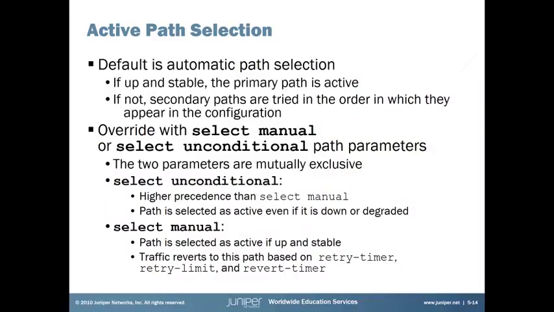Okay, so path selection, the default is automatic path selection. If it's up and stable, the primary path is active. If not, the secondary paths are tried in the order in which they appear in the configuration. There are some things that you can do to change the default behavior. There's a parameter called select manual, and there's a select unconditional. So you can use one or the other on our primary path. Select unconditional just means that that path will be selected whether it's up or not. So probably not a great choice.